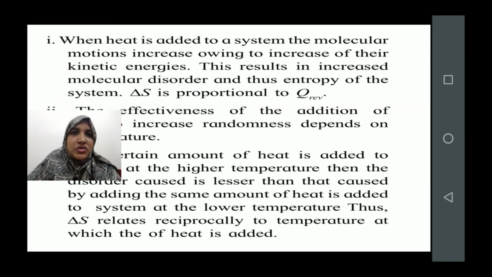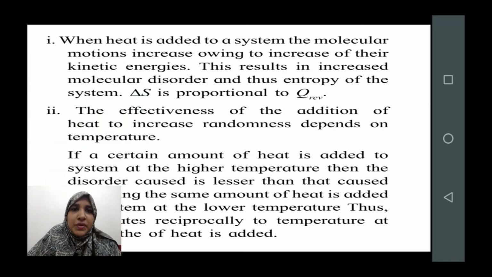Now you may be asked to justify the presence of Q and T for defining the delta S. I have told you earlier also, delta S is directly proportional to Q reversible because the heat is responsible for the kinetic energy of the particles, which are atoms, ions, or molecules present in the system. So if they get more energy, they will do more motion and there will be more disorder, and if they get less energy, there will be less motion and less randomness or disorder.